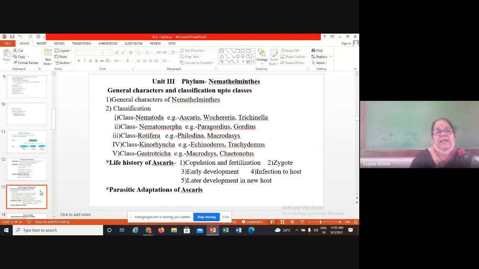The third, phylum Nemathelminthes. The first point is the general characters and the classification of 2 classes. General characters of the Nemathelminthes. Second point is the classification. In the classification of the phylum Nemathelminthes, the class Nematoda, for example, Ascaris, Wuchereria, Trichinella. These are the examples. Second class is the Nematomorpha.